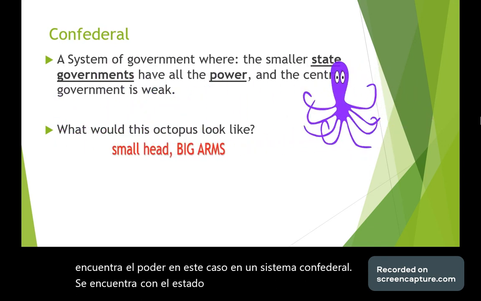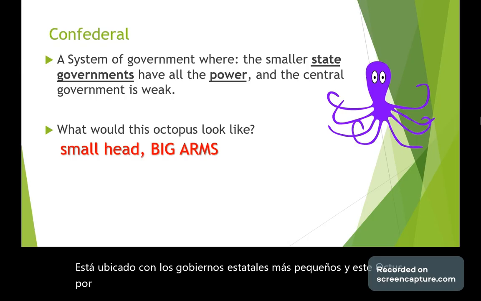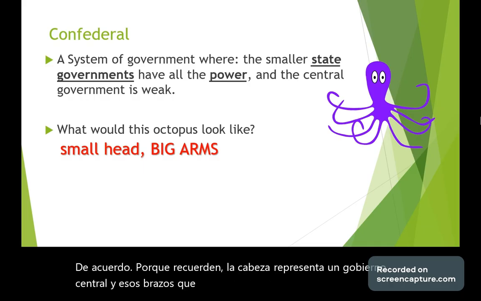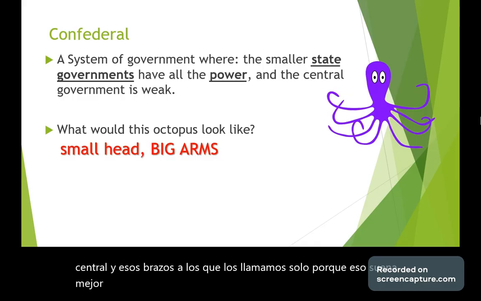And this octopus, of course, will have a small little head and big arms. Because remember, the head represents a central government, and those arms, we're calling them arms just because that sounds better, maybe not. Anyways, all right.